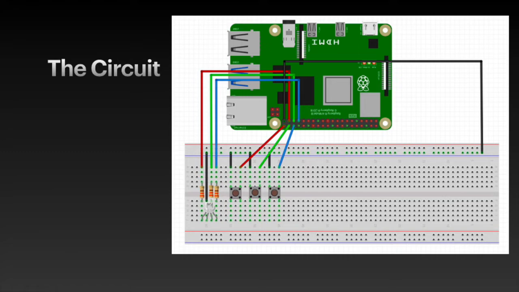The LED has 4 leads. 3 leads control the red, green, and blue. They're connected to current limiting resistors and then connected to GPIO pins on the Raspberry Pi. The 4th lead, the ground lead, is connected to the ground rail. Moving to the right, the 3 buttons are also connected to the ground rail and then connected to GPIO pins on the Raspberry Pi.